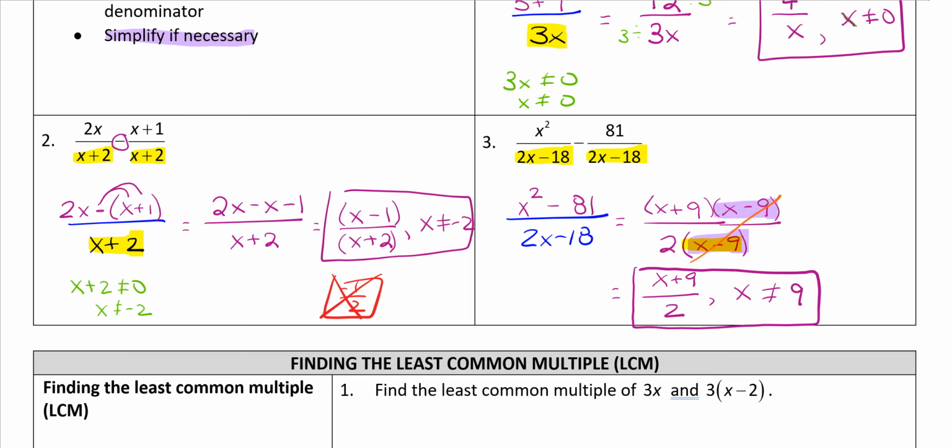Okay, so those are when there's like terms. Always factor it down completely. Even if this expression here had not simplified, I would have still left it in factored form. So always factor as far as you can. You don't have to multiply it back out. All right, that is adding and subtracting with like denominators.